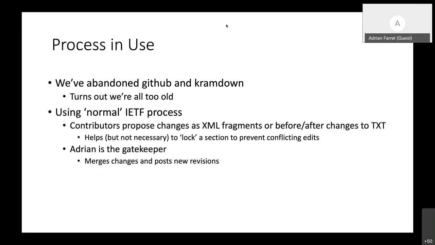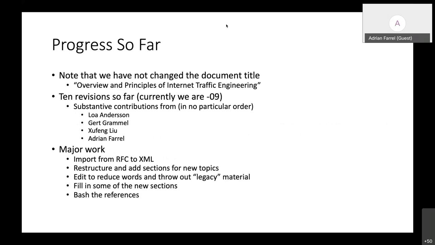So the process we are using to revise the draft is no longer GitHub and Cramdown. We decided to use that initially and it turned out we were all way too old. So we're using the normal IETF process, where contributors propose changes and I act as editor and I merge the changes and post new revisions. Thanks, new slide. So where have we got to?